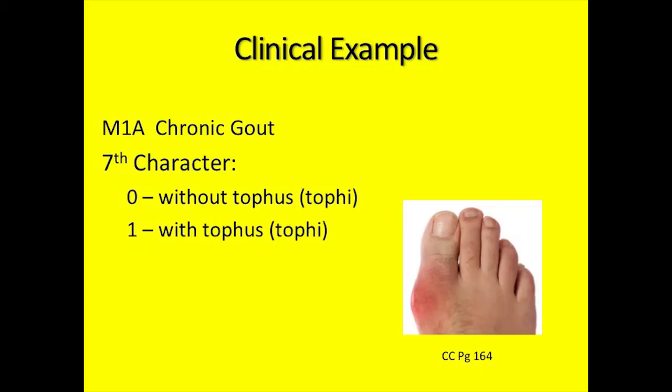Now, there are exceptions with the seventh character, although you're going to use them very rarely. I looked through all these exceptions, and none of them really are chiropractic scope of care except maybe gout. And there, with tophus or without tophus, that's a 0 or a 1 as a seventh character. I wouldn't even worry about it. Why? Because how many patients are you treating in your practice for a primary condition of gout? Probably not that many.